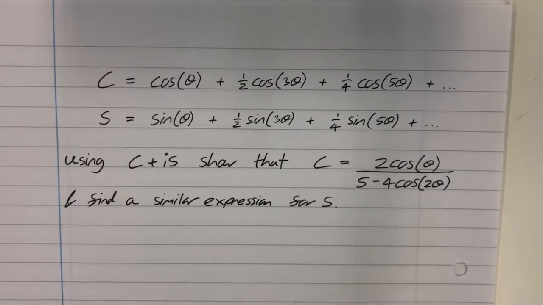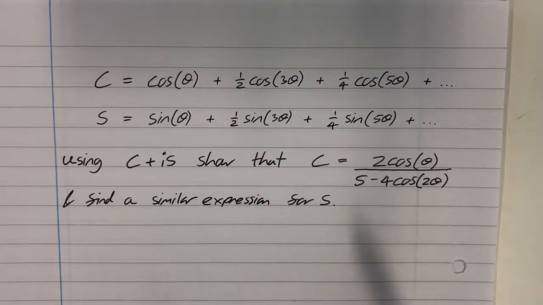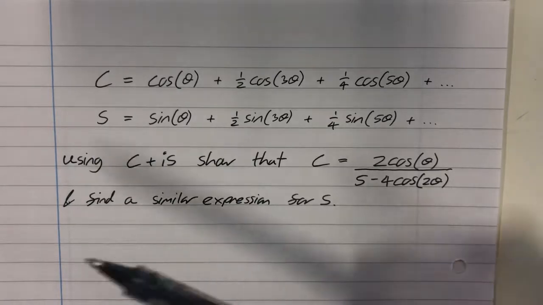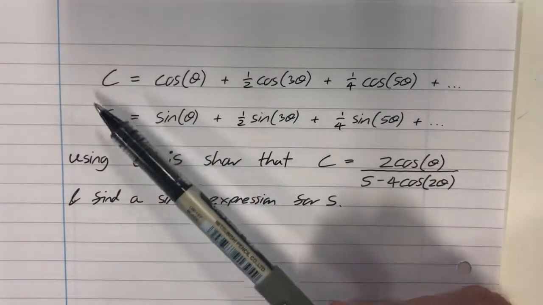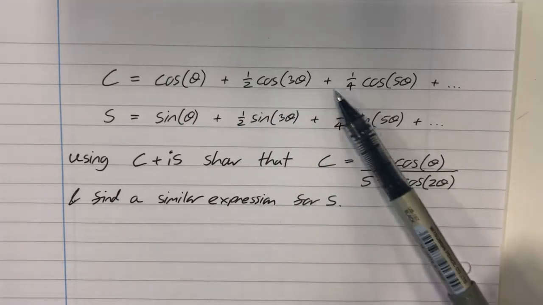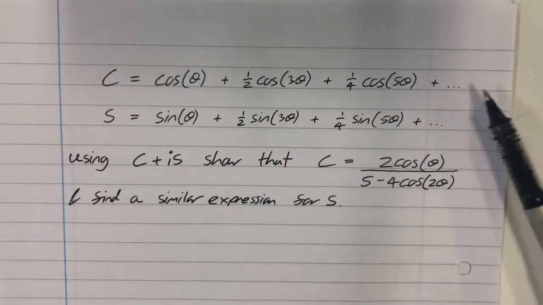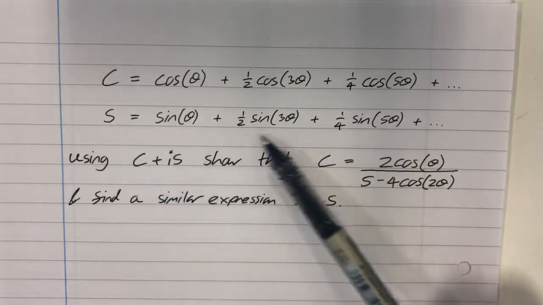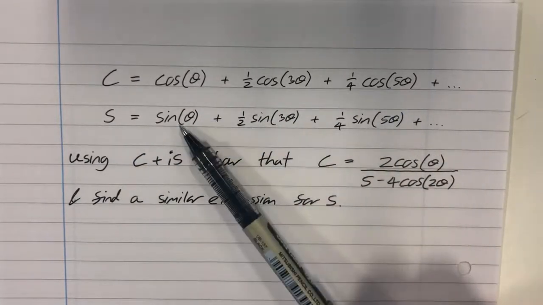Okay, continuing with complex numbers and still using De Moivre's theorem, we can use it to help us sum series involving trigonometry. So here we have two series. We've got series C, which is defined as cos theta plus a half cos 3 theta plus a quarter cos 5 theta, and so on. And a series S, which is very similar, except the cosines have been replaced with sines.